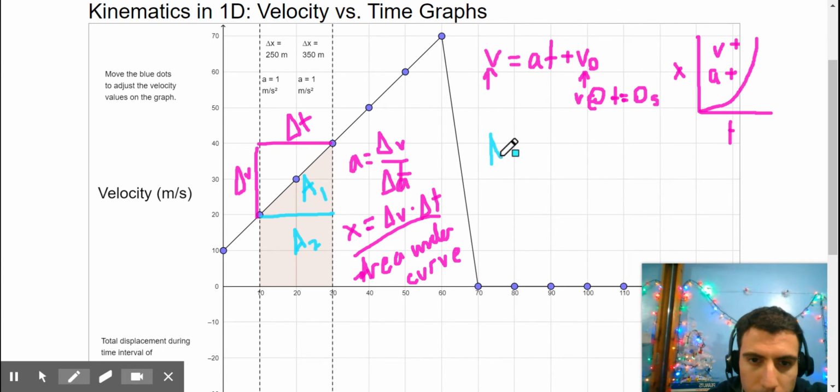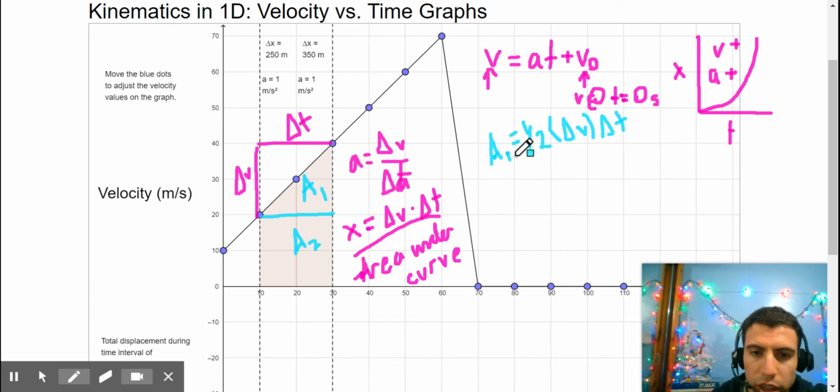So if we have A1, this is a triangle. So automatically this means 1/2, right? If you remember triangles, they work like this: they have 1/2, and then we take the length times the width. So here is delta V, and the other part is delta T, because that's the width. So we have length times width, and that's going to get us the area of A1.